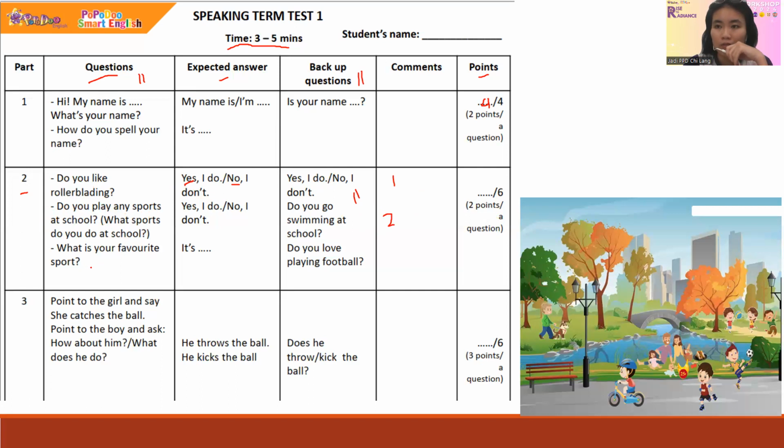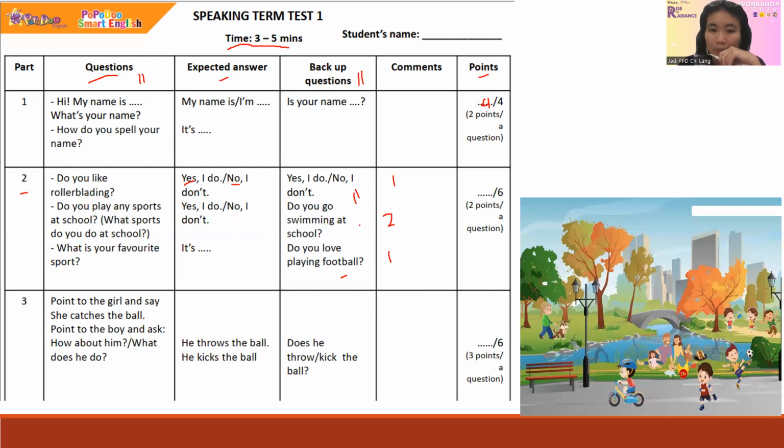And the last question, what's your favorite sport? After counting for yourself like 5, 4, 3, 2, 1, the student cannot answer. Then you ask the backup question here, do you love playing football? And then the student will say yes or no. And you give this question only 1 point because you have to ask the backup question.